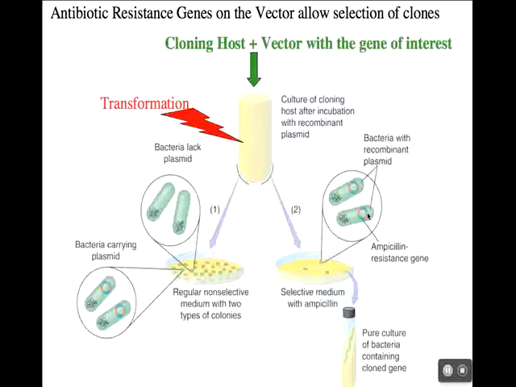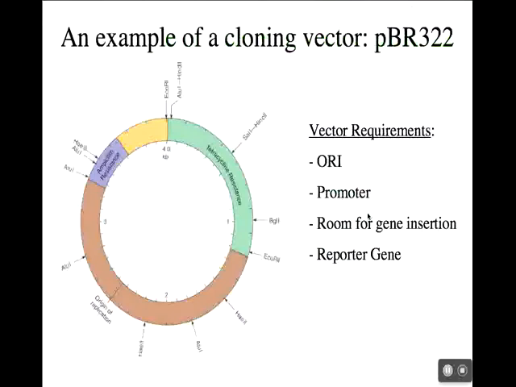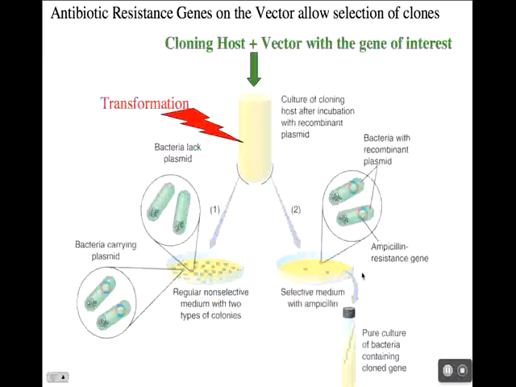coli that have resistance because of the plasmid can survive. So remember, this plasmid has tetracycline resistance and ampicillin resistance. So if the cells took in the plasmid, then they're going to grow. This is why it's so important to have a reporter gene on your vector. You need to be able to recognize whether or not the organism has your plasmid.